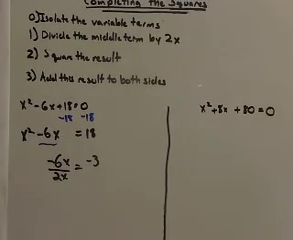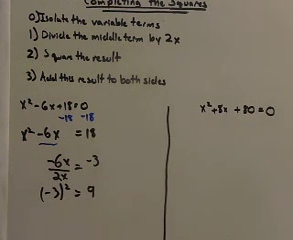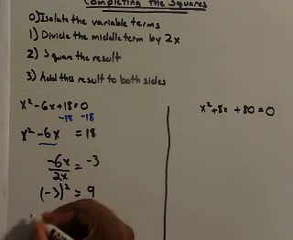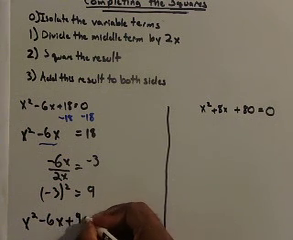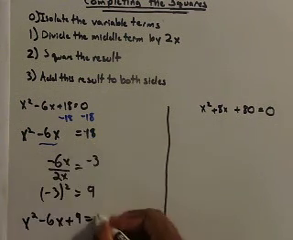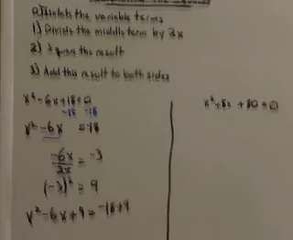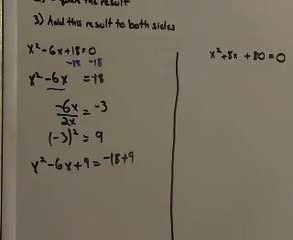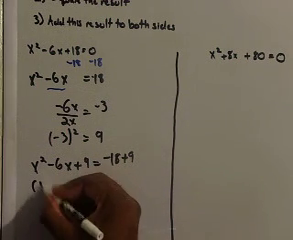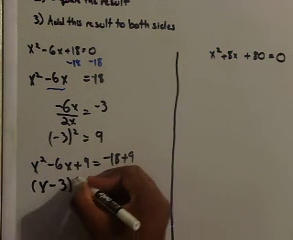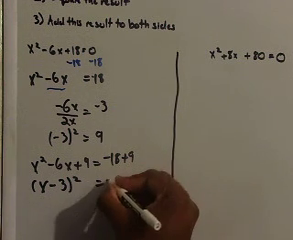So let's see what that looks like. Negative 3 squared gives you what? 9. And then I'm going to take my 9 and add it to both sides. So I'll have x squared minus 6x plus 9 is equal to negative 18 plus 9. Okay. And then I factor the left-hand side. Well, this is a perfect square trinomial, so it's really x minus 3 squared. And then negative 18 plus 9, that's negative 9.